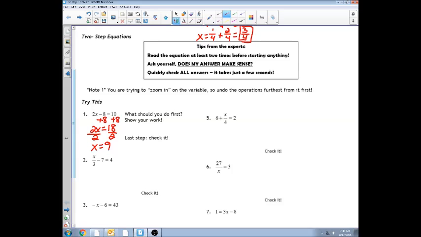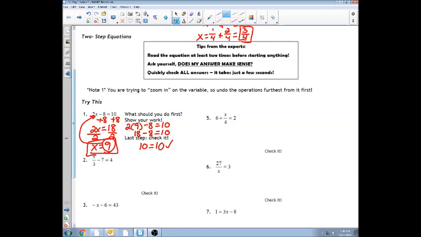From here, I need to check my answer. How I would check my answer is I'm going to take the 9 and plug it back in for x. We would do 2 times 9 minus 8 is equal to 10. 2 times 9 is 18, minus 8 is equal to 10. 18 minus 8 is 10, so my answer would be correct.